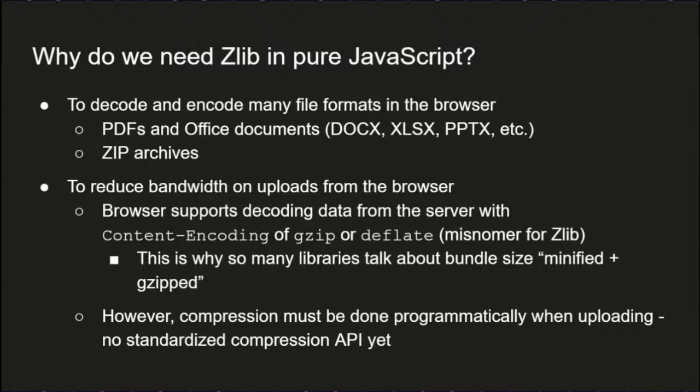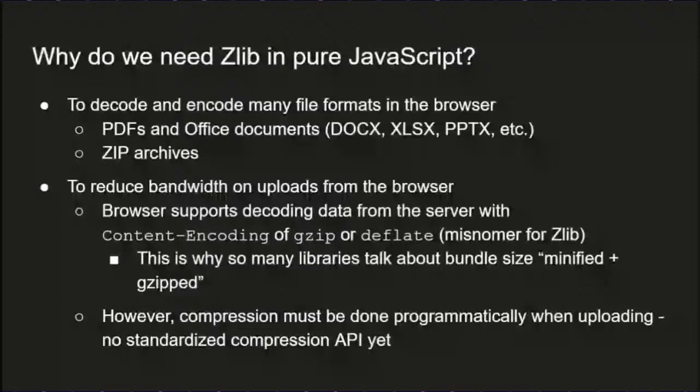It can also be used to reduce bandwidth usage when you're uploading data from the browser. So the browser actually supports natively decoding data that's compressed with either gzip or deflate, and that's why you'll often see people talk about the minified plus gzipped size, or bundle size, of a JavaScript library, or basically an entire code base, because what that means is the ultimate bandwidth that's going to be necessary to actually send your website to the user. And it's important that we have gzip data directly in the browser, because otherwise it would be really slow to access any site.